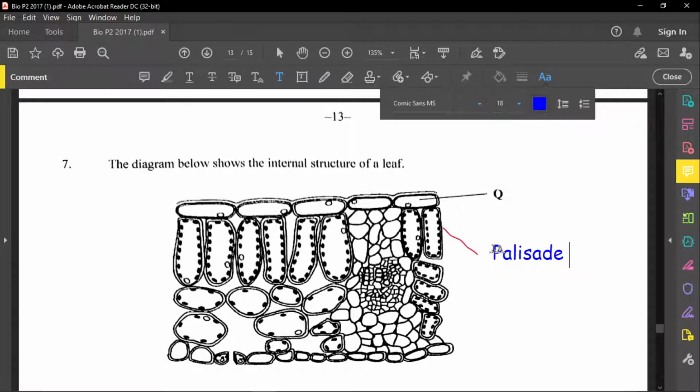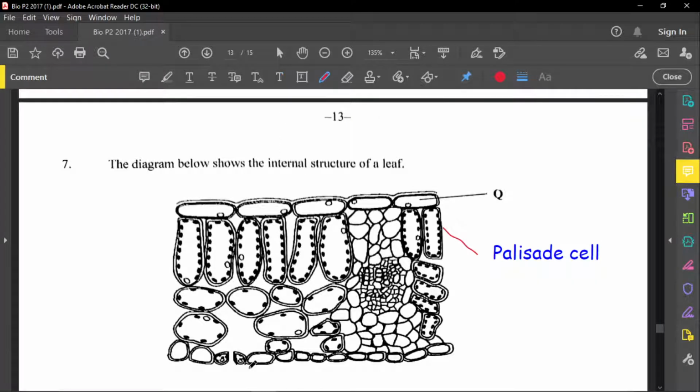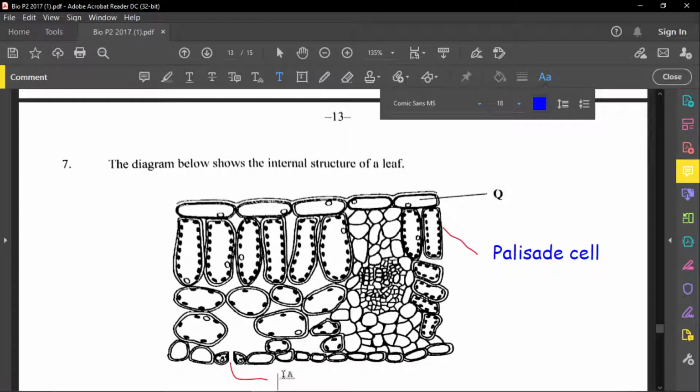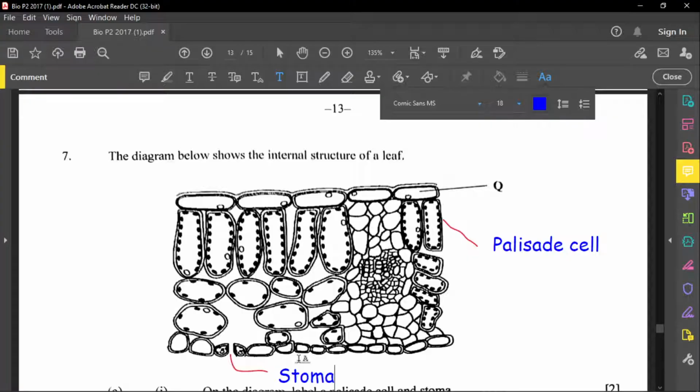Palisade cell. All right. And it also asks us to label the stoma as well. So let's label the stoma. And the stoma is the leaf pore. All right. So leaf pore or the opening in the leaves. And that's the place where you have gaseous exchange taking place. So here is the stoma. All right, so that will be our structures there. Palisade and the stoma.